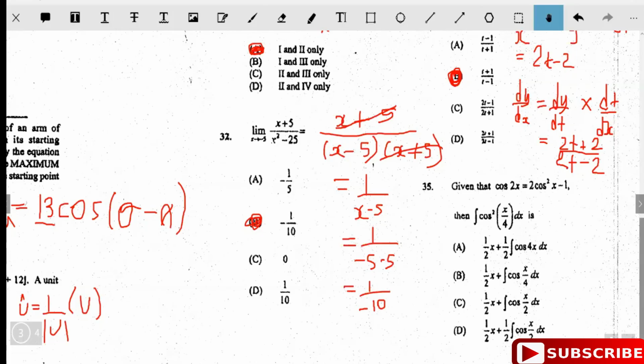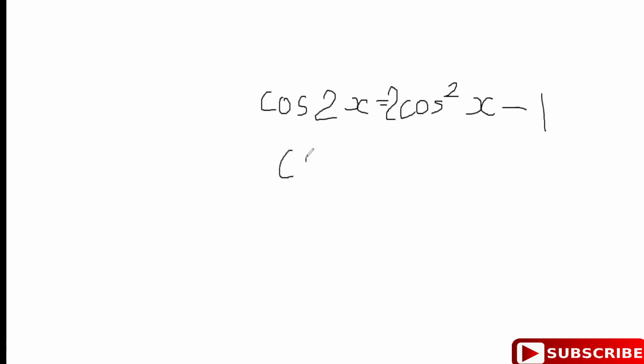This is delta. All right, so just to refresh our memory, how we got delta is just to remember how we integrate cosine. So now cos 2x, we have to remember cos 2x is equal to 2 cos square x minus 1. That's cosine 2x.